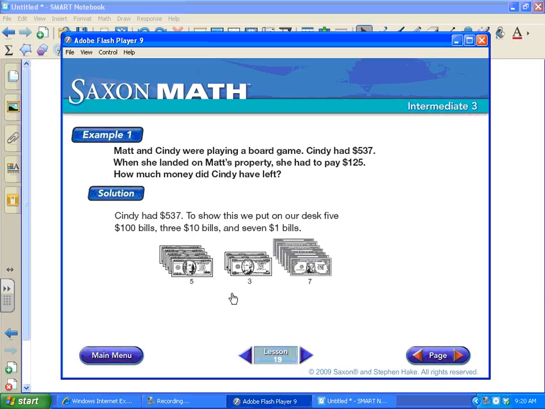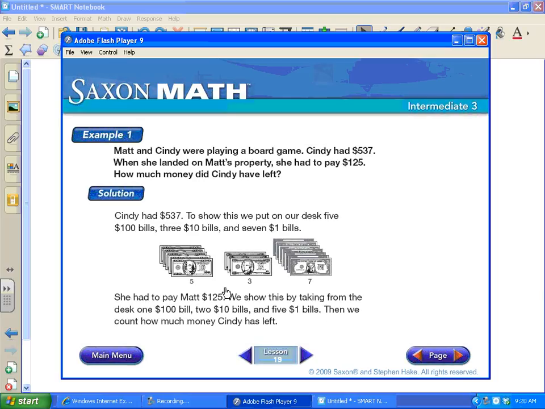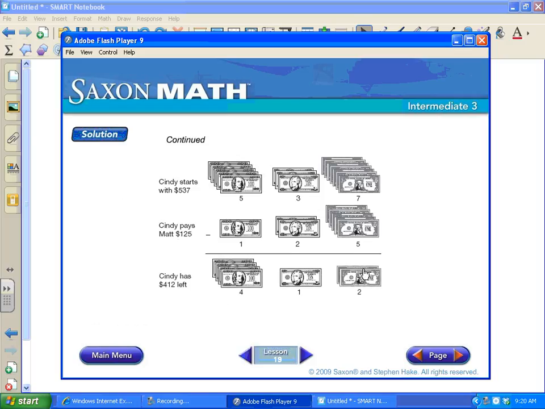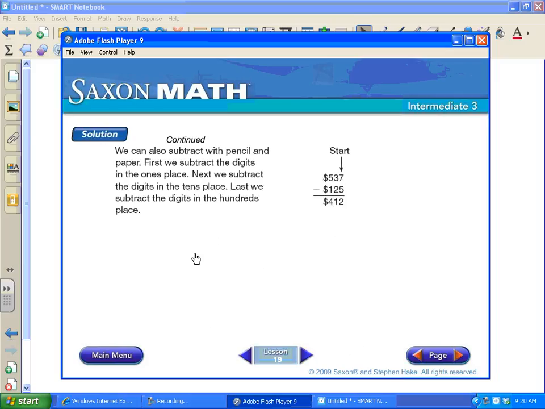See how they did the same thing? Now they're going to mark off or take away $125. And this shows, oh, it's always neater. I cannot draw those little things. We'd be here all day. Final answer is still the same, $412. And we did it this way first, and we know that we start with the ones, okay?